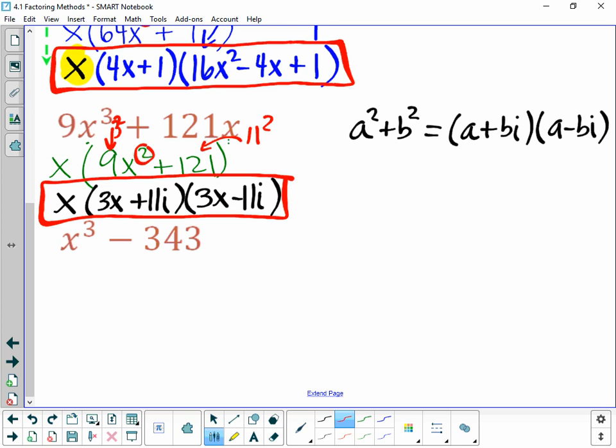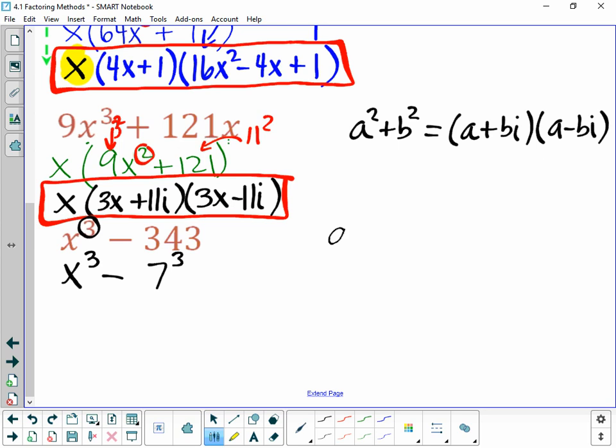Last one of these binomials. We have an x to the third minus 343. You should always check and see, is there a common factor? In this case, the answer is no, they don't have a common factor. But we have a third power here. We have a 343, which is 7 to the third power, if you want to think of it that way. And you should think of it that way, because then when you go to factor it, you'll not make any errors.